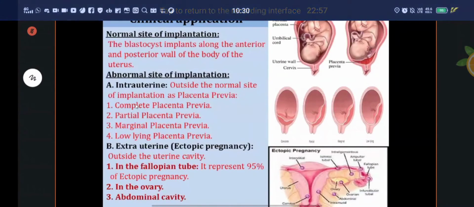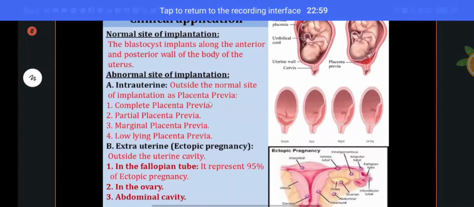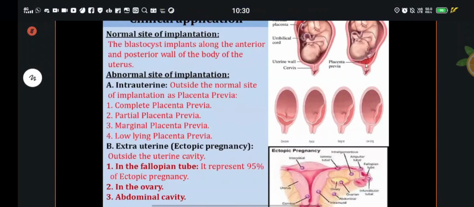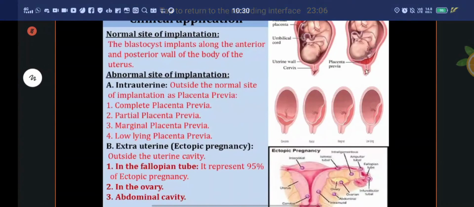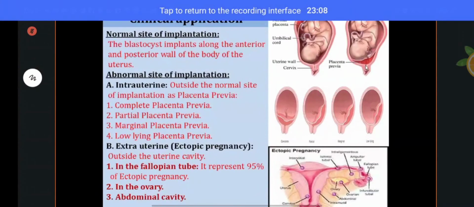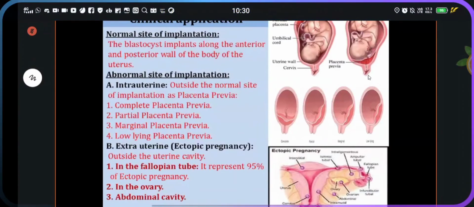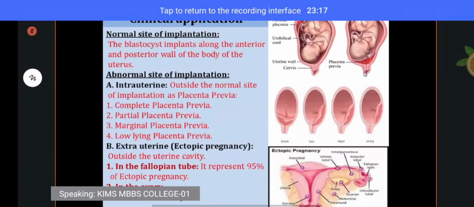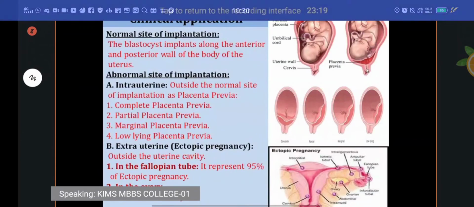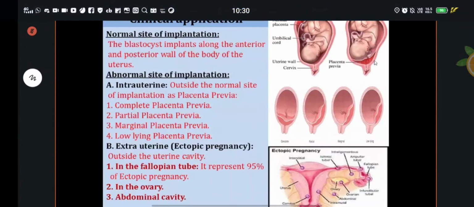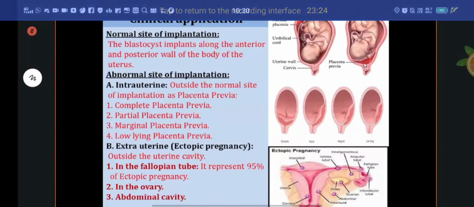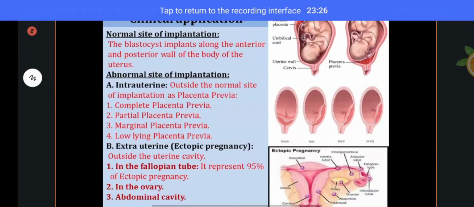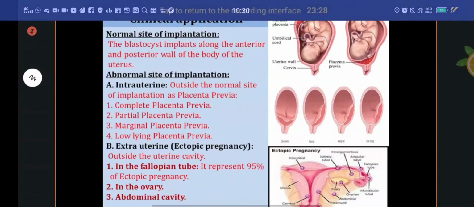The first clinical condition is called placenta previa. The name itself is saying placenta previa. So when you are trying to palpate or feel the head of the fetus through per vaginal examination, through the cervical canal, first you will feel the placenta. The presenting part will be the placenta first. That clinical condition is called placenta previa.